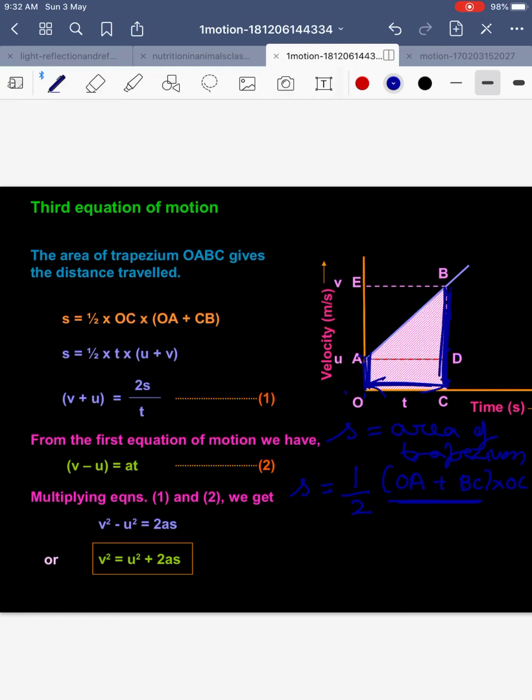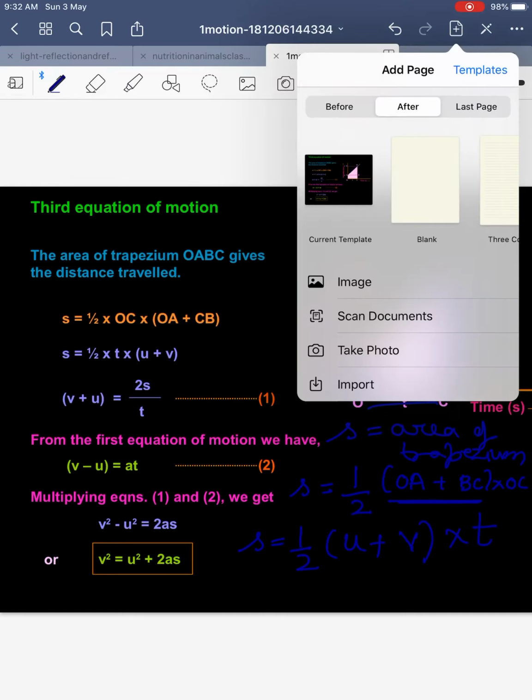Now we just have to put the values. S is equal to half. Now you tell me, what is OA? U. What is BC? V. What is OC? T. In our third equation, the relation is V square minus U square is equal to 2AS, right? So there we don't have time. Time parameter is not there, na? So we have to eliminate T here. How do we do that? For that, I'll be using first equation. So far I have written S is equal to half U plus V into T.